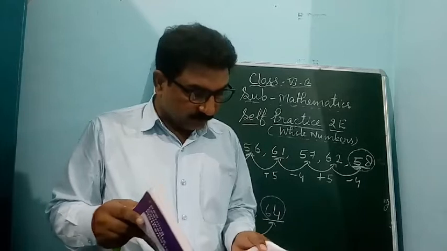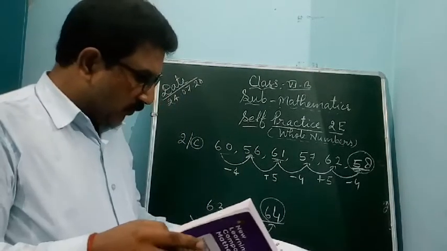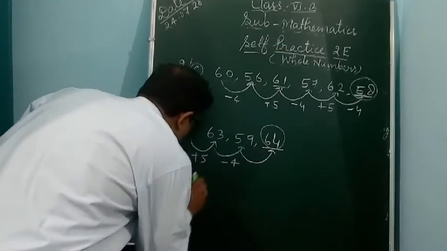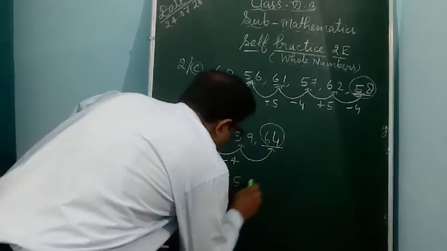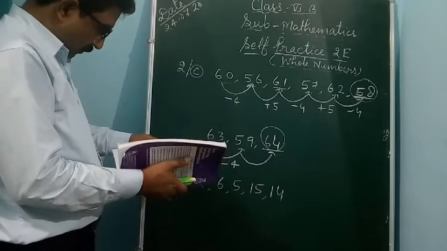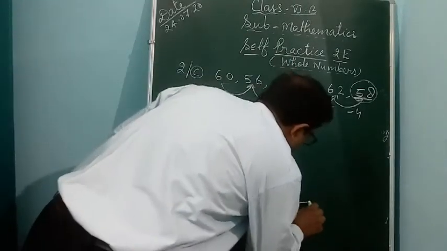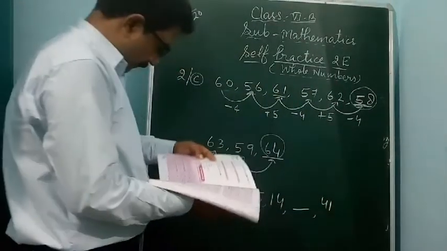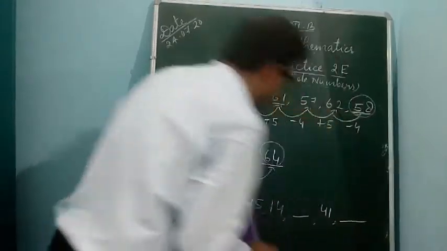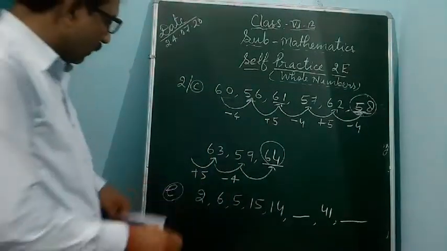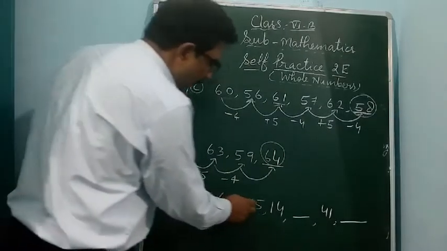Question number E. Question number E, you can see 2, 6, 5, 15, 14. One gap, 41. One gap, again given 41, and the next gap given. So one gap, two gap. You should fill according to the rule. So you see 2, 6, 5, 15, 14.